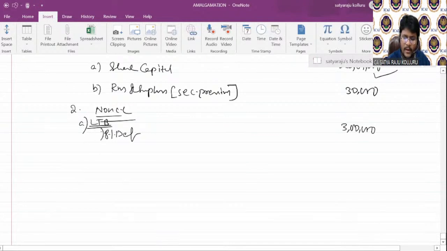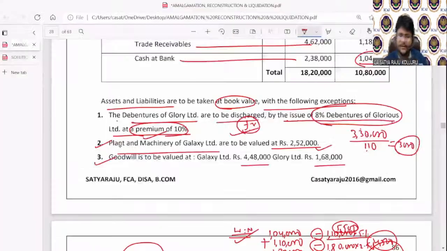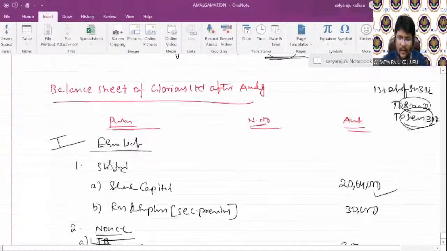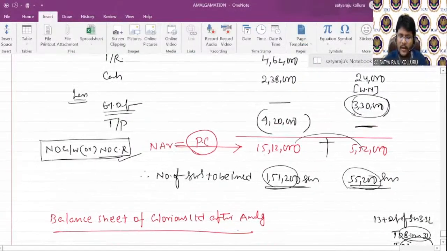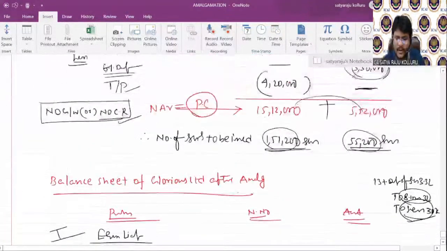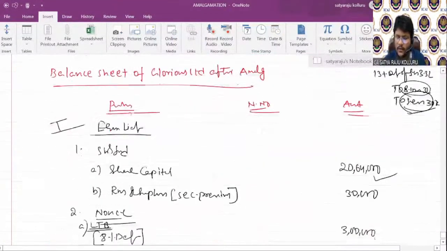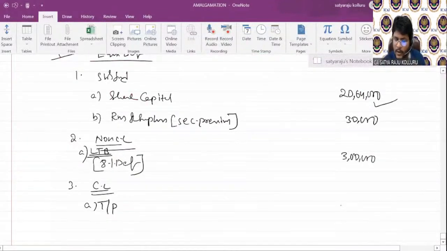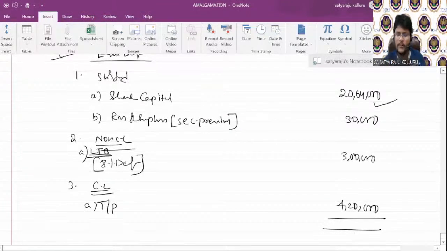This I'm putting under bracket. Next, after non-current liabilities, what is the other liability you are having? Trade payables you are having. Am I right? Trade payable only there for Galaxy Limited. You can consider under current liabilities. Number 3, current liabilities. A, trade payable. So total how much, guys, here? Trade payable total is 4,20,000. This is the total of liabilities.